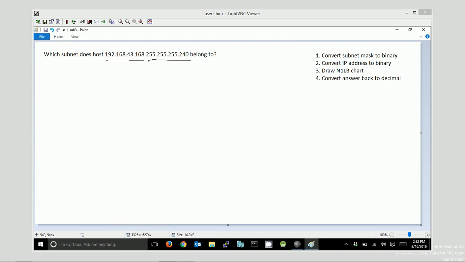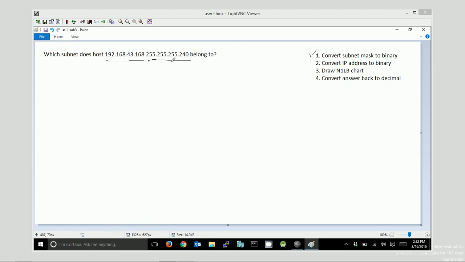The name of the subnet is the network ID or subnet ID. It's sometimes seen as different wording there, but what we want to figure out is what's the name of the network that this particular host belongs to. So the first thing we want to do is convert the subnet mask to binary.